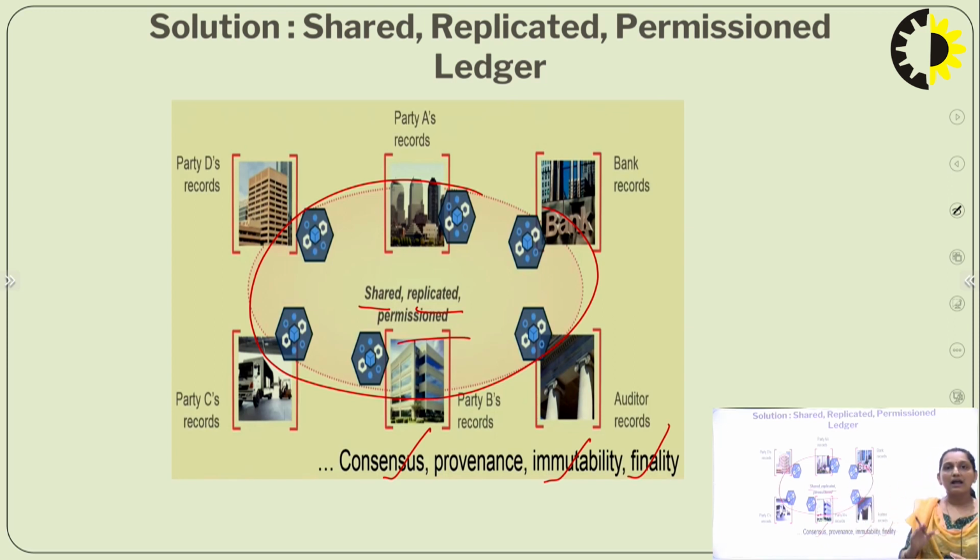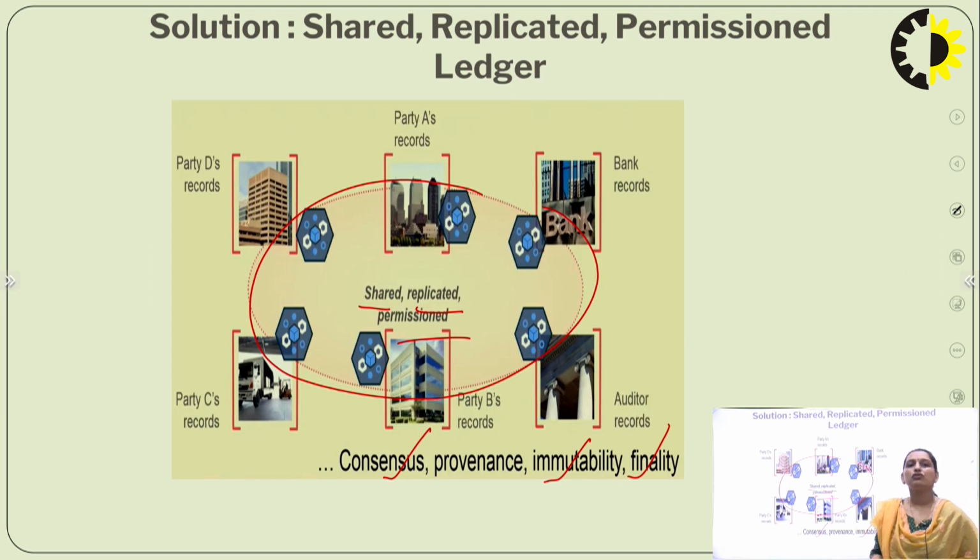If we are replicating it from A to B, A to C, A to D, A to the bank, A to the auditor, we are replicating it and it is permissioned also. No one can change it. If anyone changes it, we have an identity. At that time, the public ledger or shared ledger is changed, a shared record is changed, and this is the thing we are having.